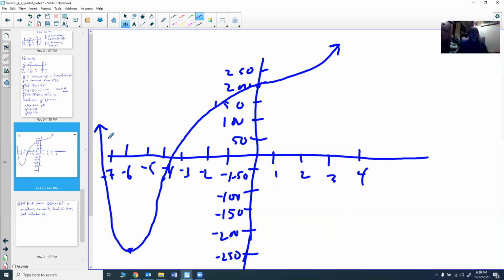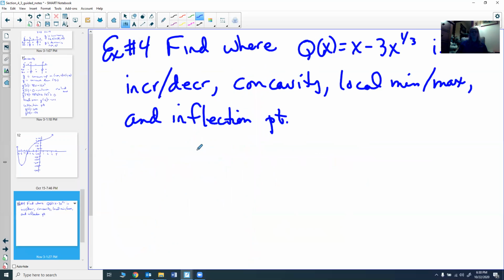I didn't need a calculator. I didn't need anything else. I got all of that from just my first and second derivatives. We'll do one more. Let's find out where the function q of x equals x minus 3x to the 1/3 is increasing, decreasing, its concavity, local min and max, and its inflection point.